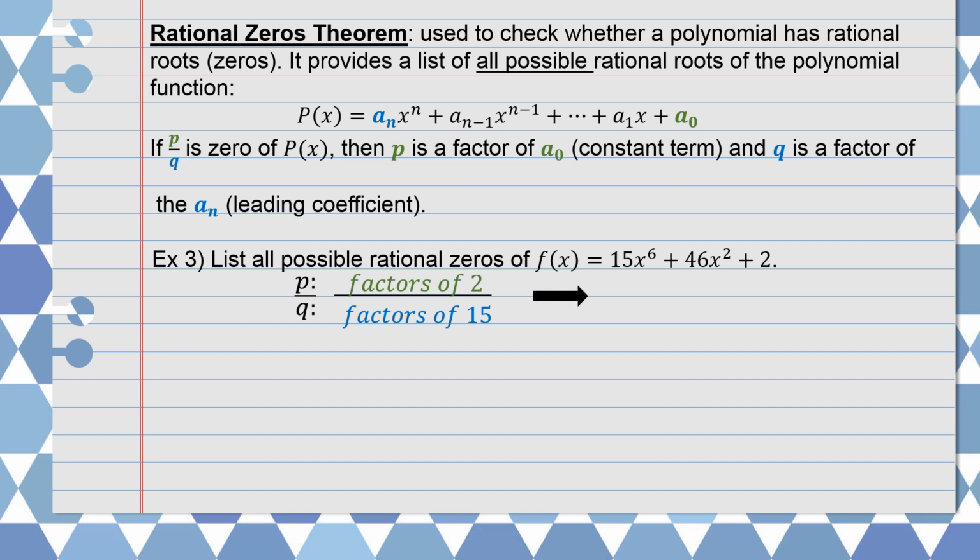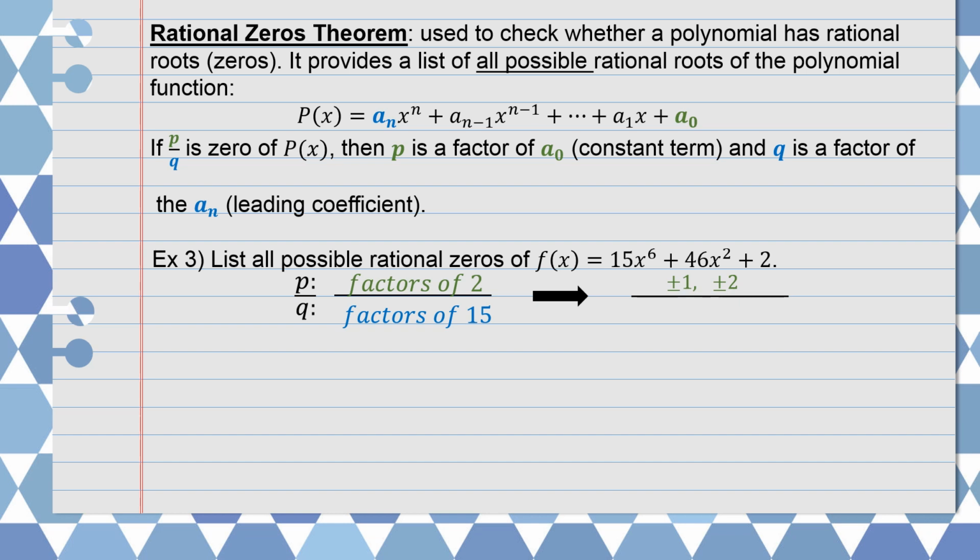From here, we have to list all possible factors of these values, including positives and negatives. So let's start in the top. Factors of 2. Can 1 divide into 2? Yes. So we include the positive and the negative 1. Can 2 be a factor of 2? Yes, which means we include the positive and the negative of 2. We found all possible factors of 2.